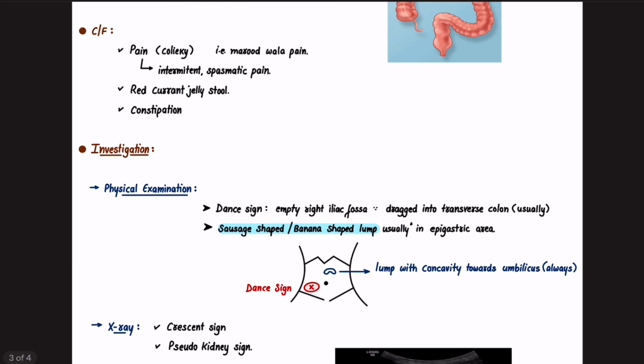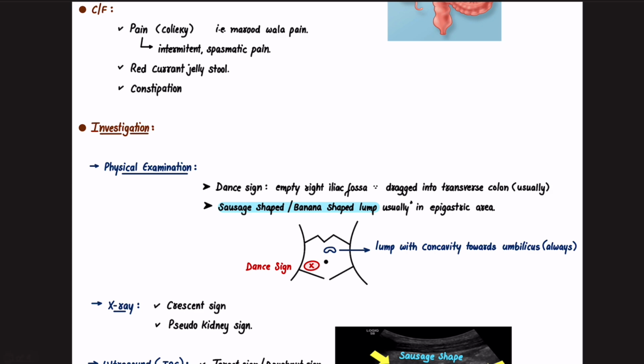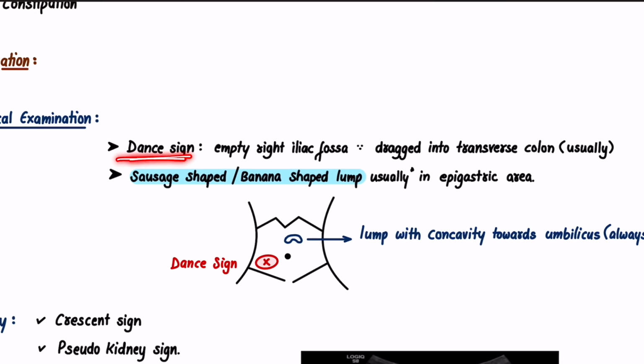Then comes the investigation. In investigation, first we will see what physical examinations we can do in a patient of intussusception. The first one is Dance sign. Dance sign is an empty right iliac fossa. I already described how the right iliac fossa can be seen empty on ultrasound. That is, when the appendix and the cecum are dragged inside the colon, the right iliac fossa will appear empty. So this is the Dance sign. We can palpate and feel whether there is any part of the intestine in the right iliac fossa or not.